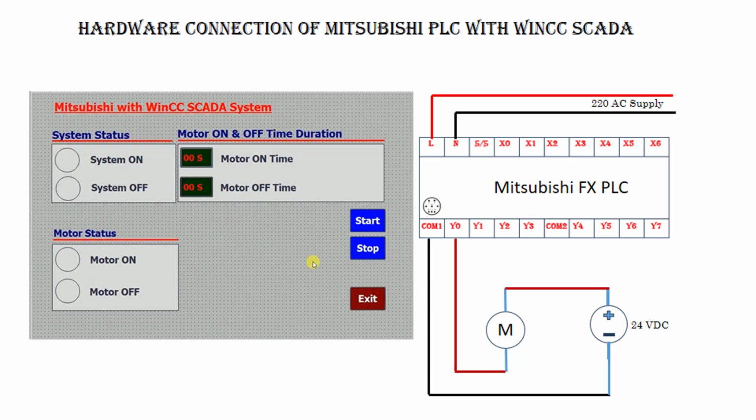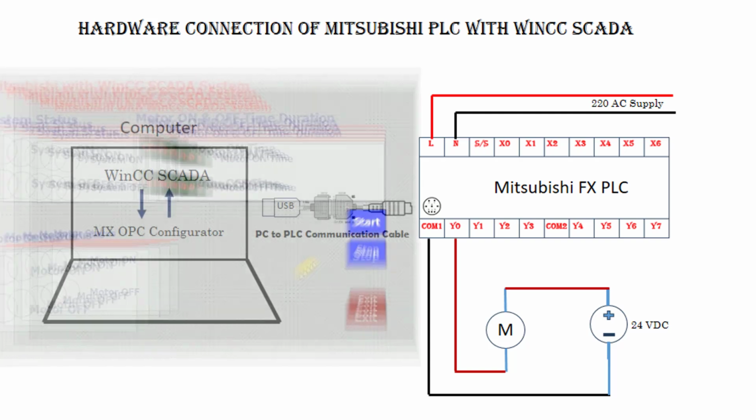When the start button is pressed, the motor will remain in idle condition for 10 seconds. After that, the motor will remain in run condition for 10 seconds and again go to idle and run condition in the same manner. This sequence of motor operation will continue until a stop button is pressed from the WinCC SCADA screen. When the stop button is pressed, this sequence of motor operation will stop.